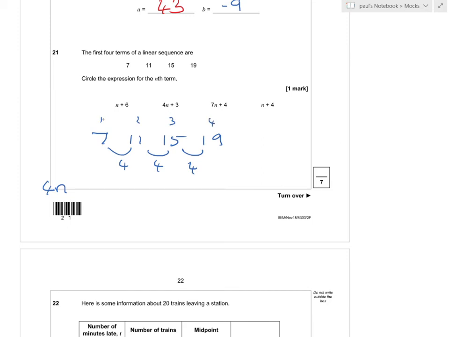4 times 1 is 4. 4 times 2 is 8. 4 times 3 is 12. And 4 times 4 is 16. So take them away. 7 take away 4 is 3, is 3, is 3, is 3. So the answer must be 4n plus 3. 4n plus 3. There it is.